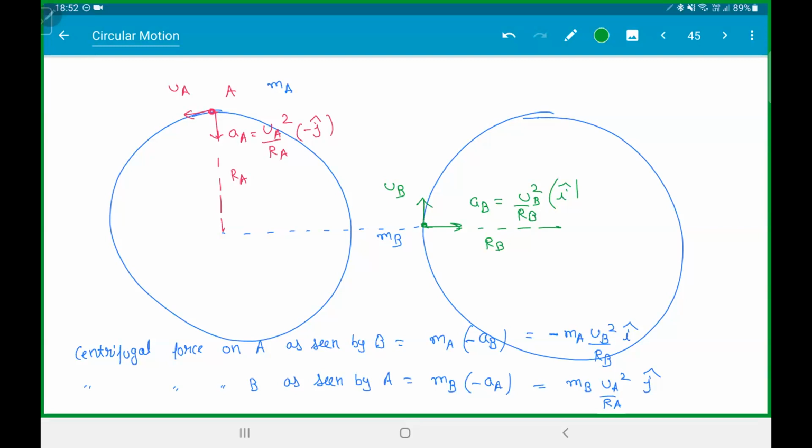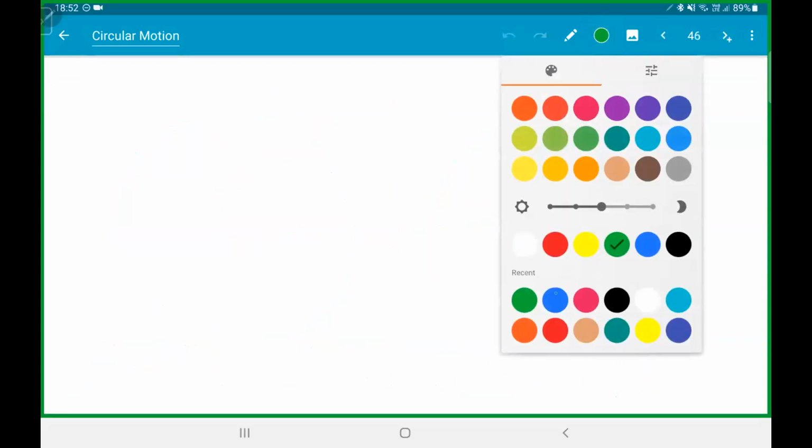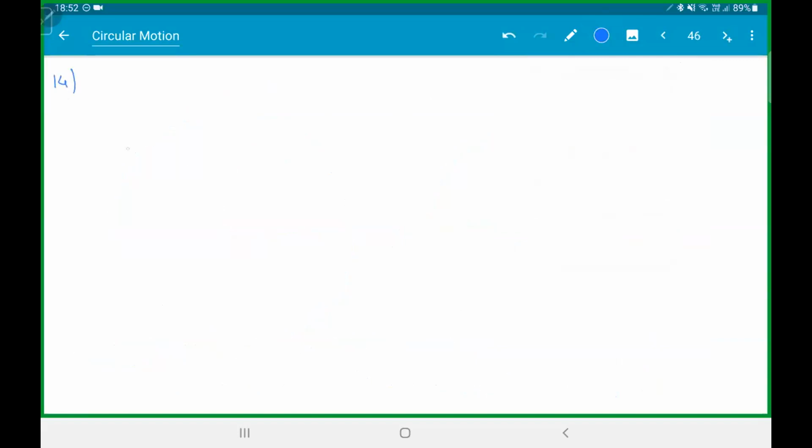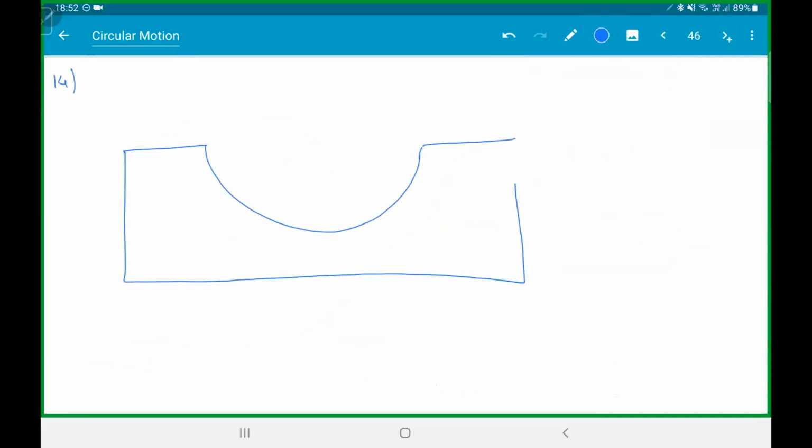Clear? Everyone got this? Great. Let's see one more thing about centrifugal force. Let's see what you guys will do. So we have a wedge like this. The wedge is going, let's say, backward with V1. And we have a block here, small m. This is going with V2 in this semicircular groove.